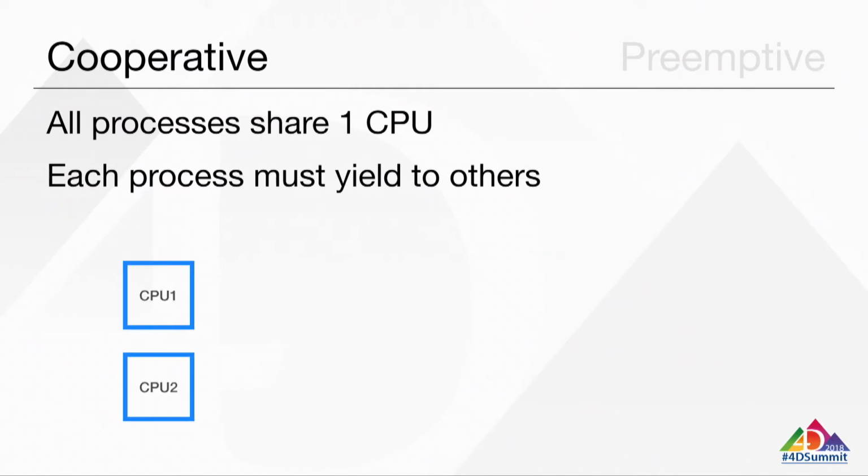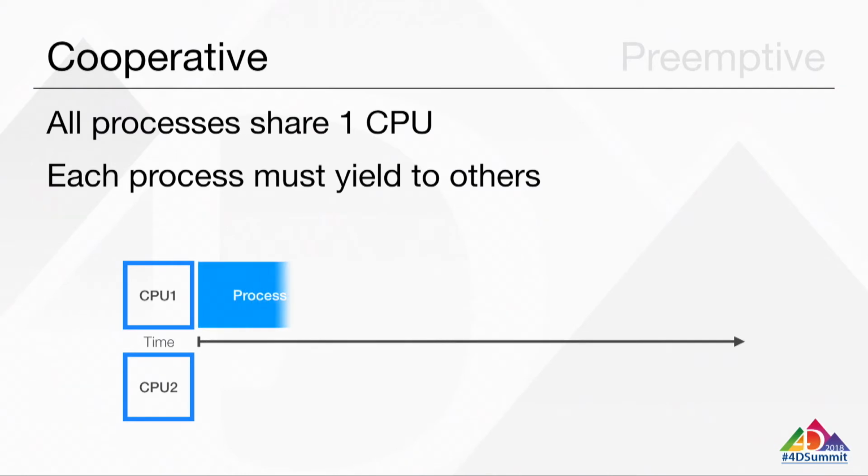Now, I actually stole this diagram from Laurent from last summit. I thought it was a really good demonstration of how it behaves. So given two CPUs here, I'm giving it a timeline. Let's suppose that we have two processes running, starting almost at the same time. The first process will run for a little bit. Now this could be just a 4D process running internally or your own process, it doesn't really matter. The concept is the same.